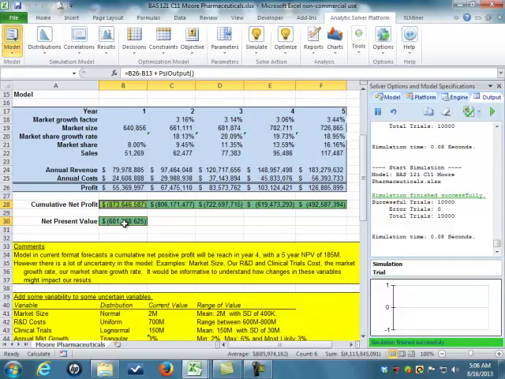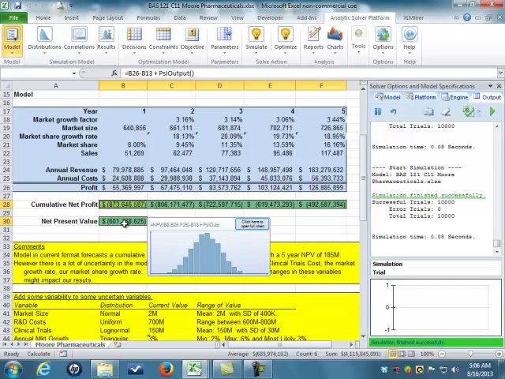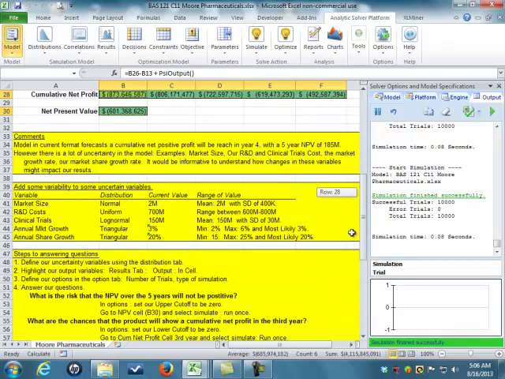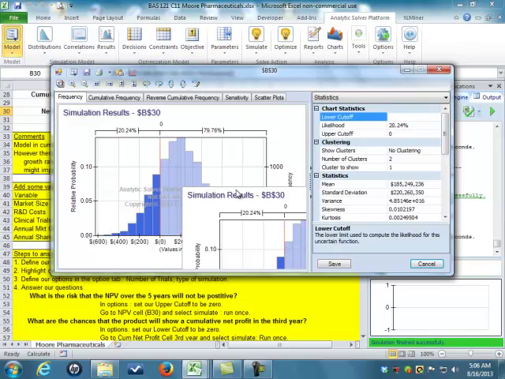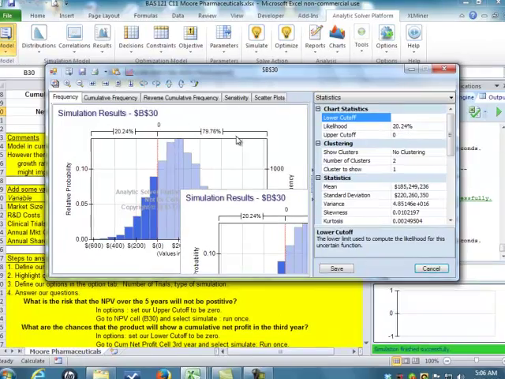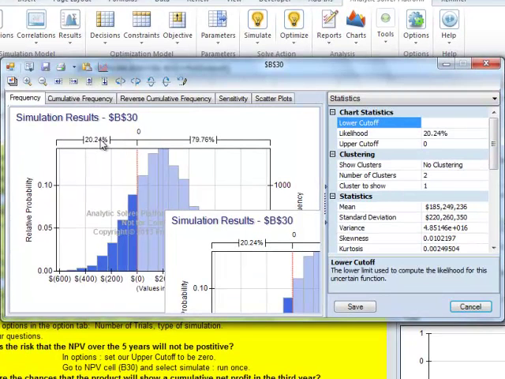Okay. Now, we can go down to our net. Now, we've got a couple of questions here that they want answered. What is the risk that the net present value will not be positive? Well, let's go to this cell. And we can click to see. Well, I think I've run this. The likelihood, we have an upper cutoff. You can see the likelihood that we make money is about 80%. The likelihood that we won't make money is 20%.